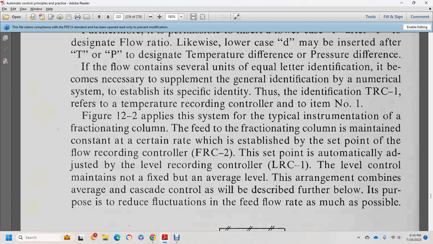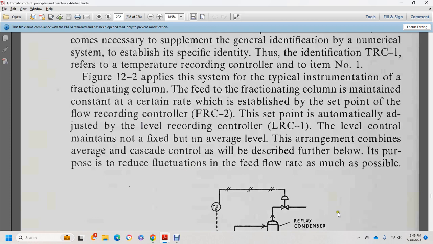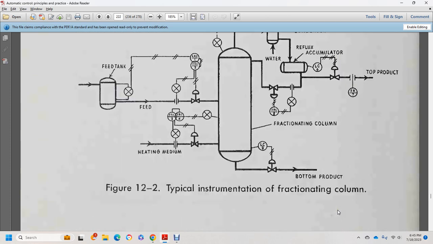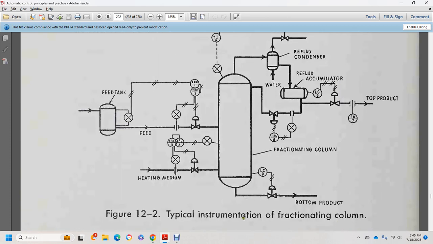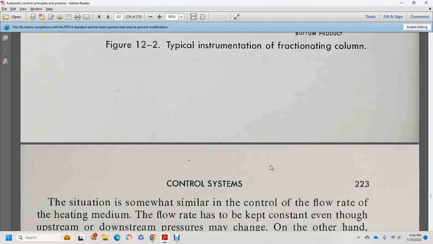The level controller maintains a non-fixed, average level of the arrangement, combined with average and cascaded control, described further below, proposed to reduce fluctuation of the feed flow rate as much as possible. So here we have a typical instrumentation function: fractionating column, feed tank, and then you have the different lines. Your feed going into the fractionating column, heating medium, and your reflux accumulator, to product, fractionating column, bottom product.